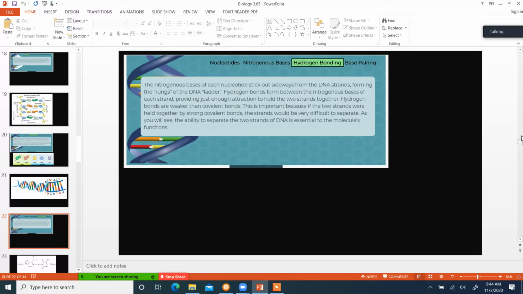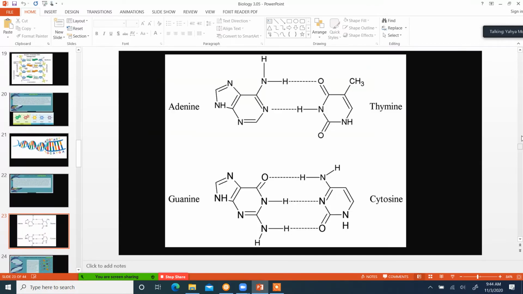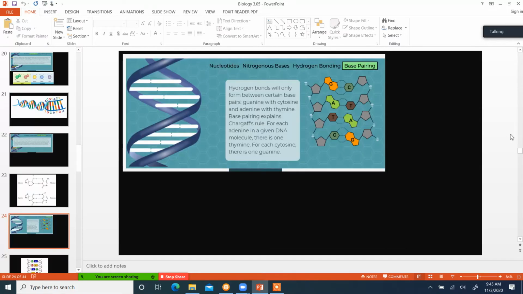So hydrogen bonding, we already talked a little bit about hydrogen bonding. This picture is just showing a little more detail of the hydrogen bonding going on. You see the dotted lines? Those are hydrogen bonds. Those are a little bit weaker than covalent bonds, that's why they just put little dots. Again, A and T always go together, G and C.